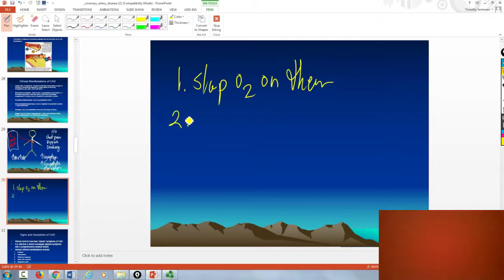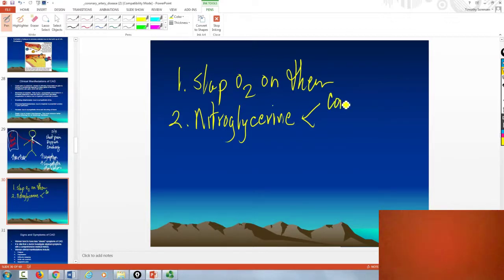And then number two is you want to give them some nitroglycerin. Now, one of the things that you'll be learning is that if an artery is not completely blocked, nitroglycerin underneath the tongue is a coronary vasodilator. Right? It's going to dilate those coronary arteries and try to increase that blood flow.